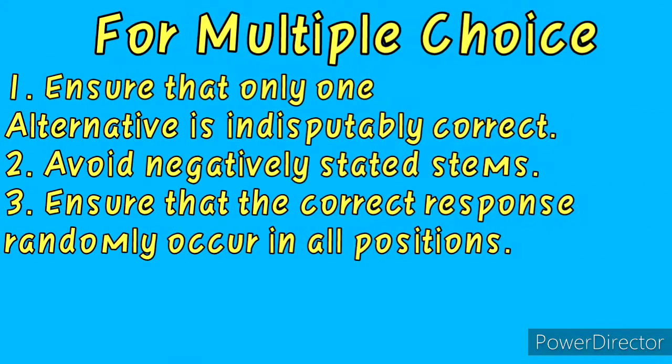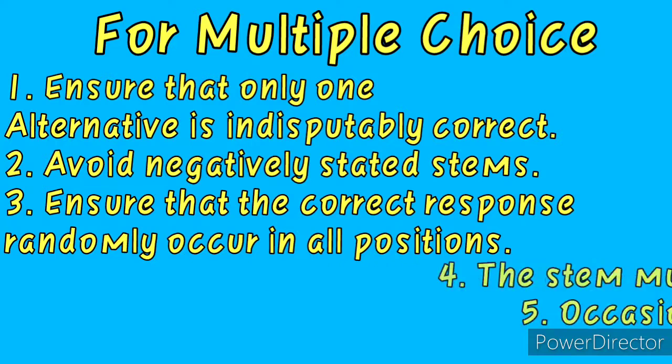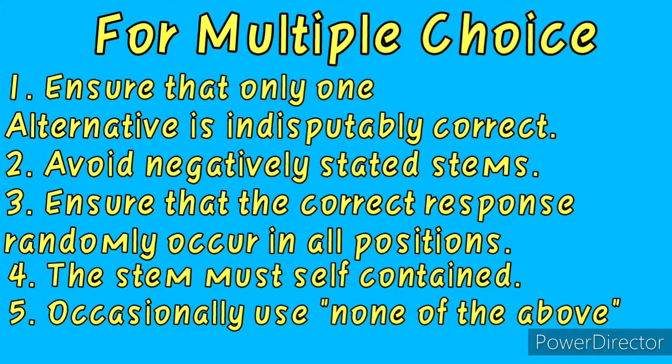And for the multiple choice type, first, ensure that only one alternative is indisputably correct. Second, avoid negatively stated stems. Third, ensure that the correct responses randomly occur in all positions. And fourth, the stem must be self-contained. Do not use partial phrases or fill-in-the-blank type statements for multiple choice items. And lastly, occasionally use none of the above. Keep in mind, if you use Moodle to randomize your answers, none of the above may end up as your first choice. It will make your test more challenging.